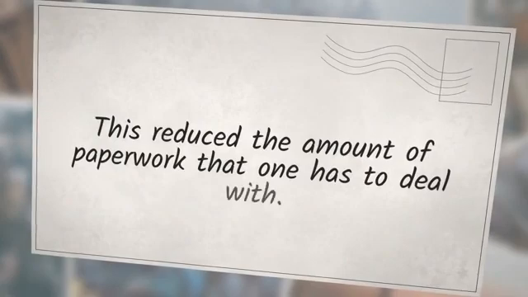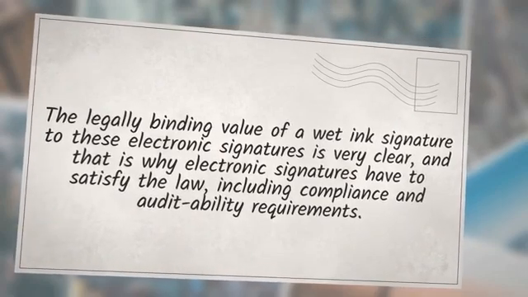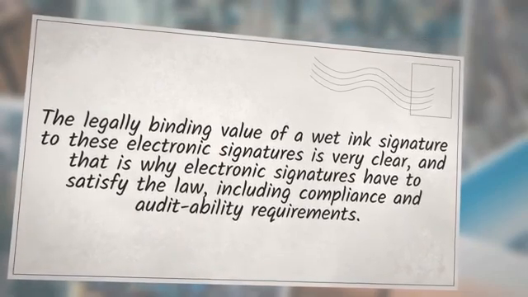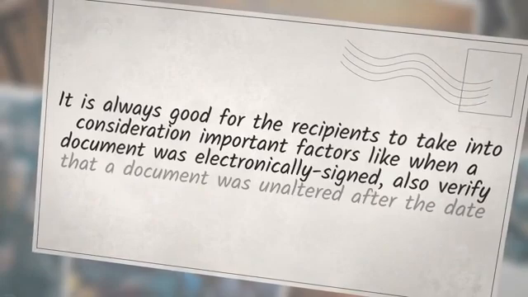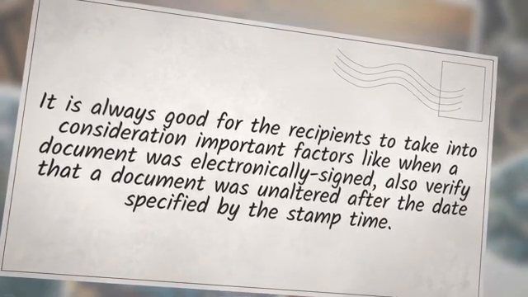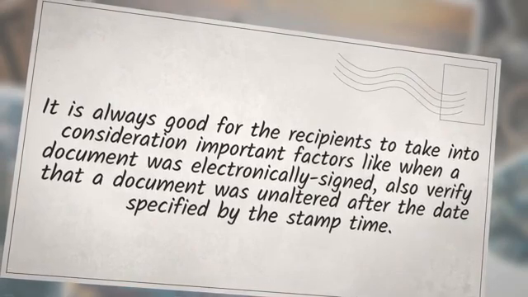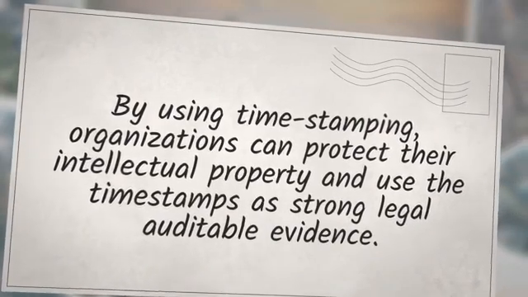This reduces the amount of paperwork that one has to deal with. The legally binding value of a wet ink signature carries over to these electronic signatures very clearly, and that is why electronic signatures have to satisfy the law, including compliance and auditability requirements. It is always good for the recipients to take into consideration important factors like when a document was electronically signed. Also verify that a document was unaltered after the date specified by the timestamp. By using timestamping, organizations can protect their intellectual property and use the timestamps as strong legal auditable evidence.